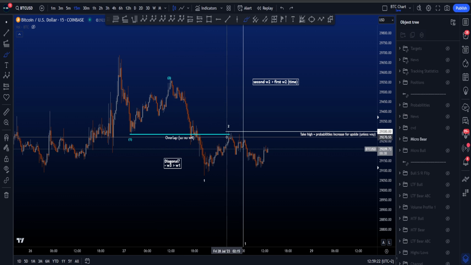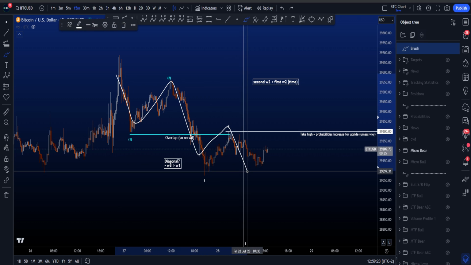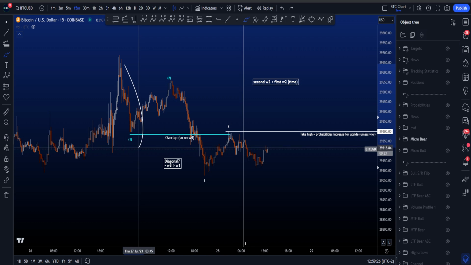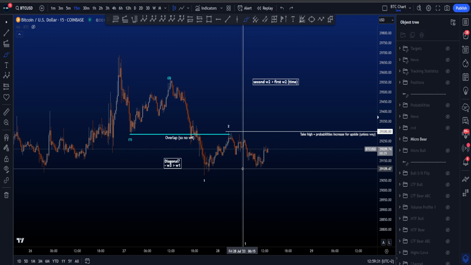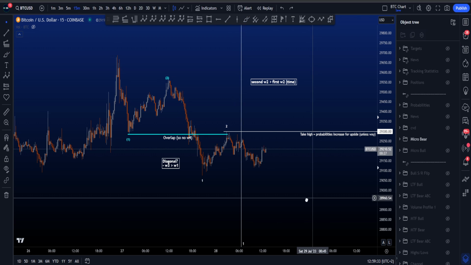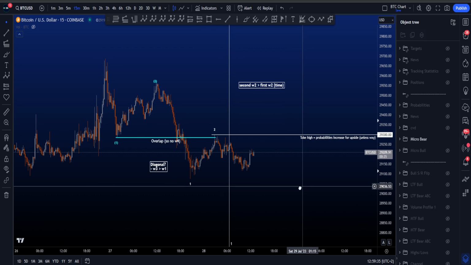And the only other option we have is a potential 1, 2, 1, 2, where the second one is longer than the first one, and this has to be the high of wave 2. So you can see that the bearish scenario is starting to become a little bit more difficult because of time passing.